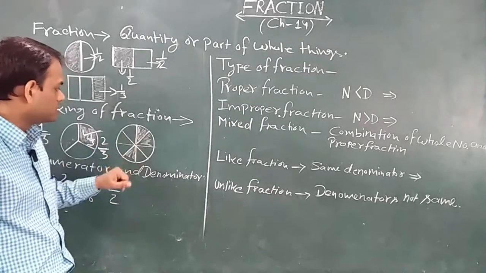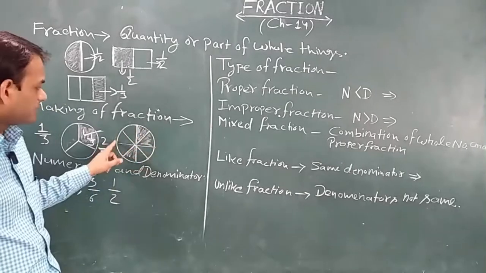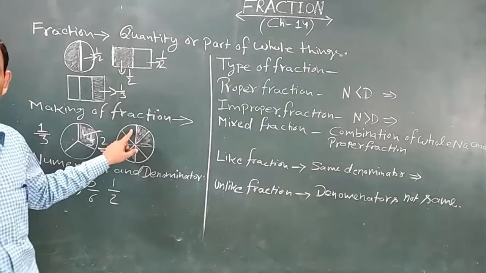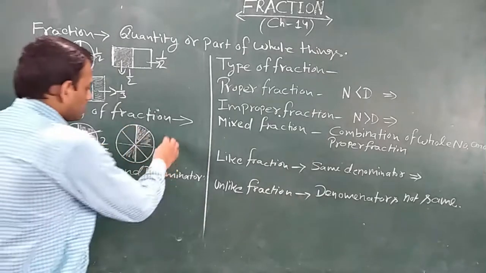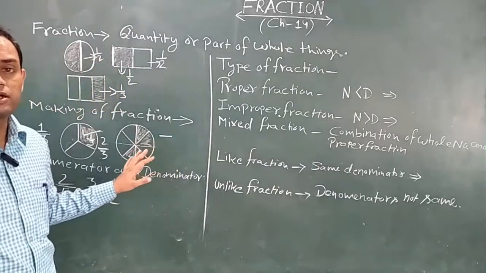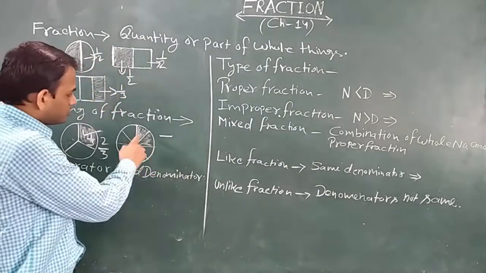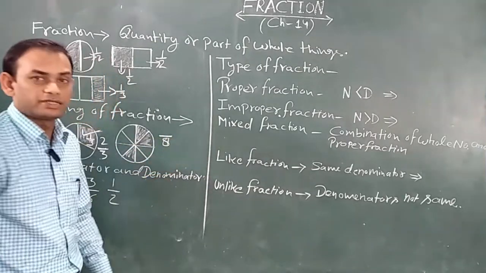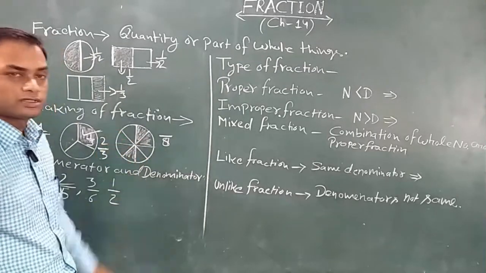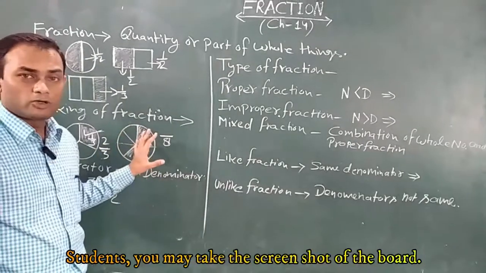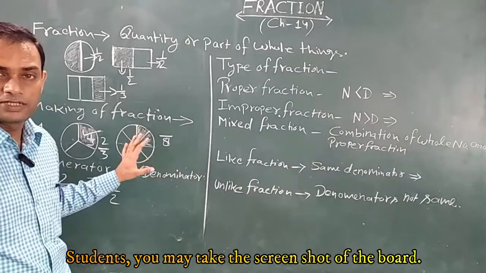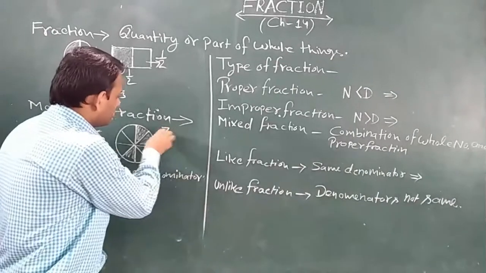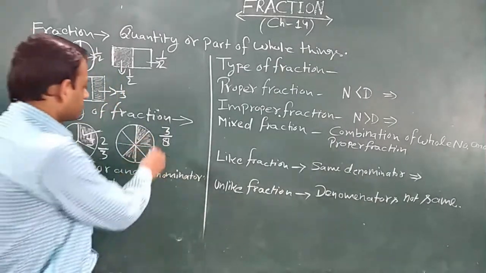Now see this example. This circle, we have divided in how many parts? 1, 2, 3, 4, 5, 6, 7, 8. We have divided in 8 equal parts. If the question is there, you have to write the fraction of the shaded part. So first of all, you will write the total number of parts, that is 8. Now we are talking about the shaded part, meaning we have to find the fraction of the shaded part. So we will count the shaded parts: 1, 2, 3. Only 3 are there. So the fraction of the shaded part is 3/8.